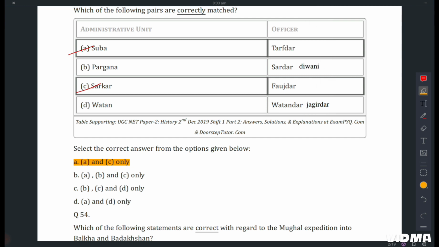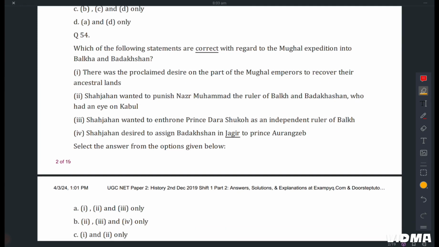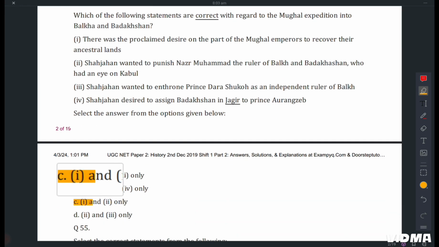Let's move ahead. Question number 54. Which of the following statements are correct with regard to the Mughal expedition into Balkh and Badakhshan? There was a proclaimed desire on the part of Mughal emperors to recover their ancestral lands. Shah Jahan wanted to punish Nazar Muhammad, the ruler of Balkh and Badakhshan, who had an eye on Kabul. Shah Jahan wanted to enthrone Prince Dara Shikoh as an independent ruler of Balkh. Shah Jahan desired to assign Badakhshan as a jagir to Prince Aurangzeb. The correct answer is option 1 and 2 only. There was a proclaimed desire on the part of Mughal emperors to recover their ancestral land and to punish Nazar Muhammad.